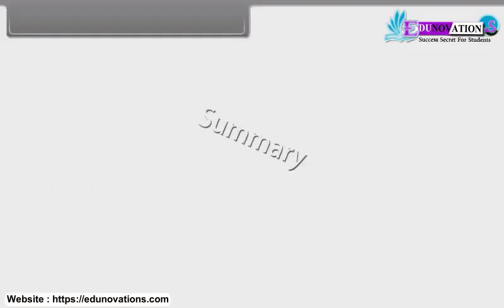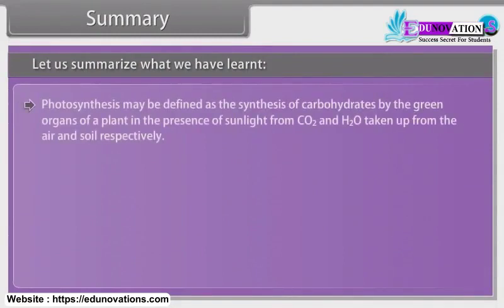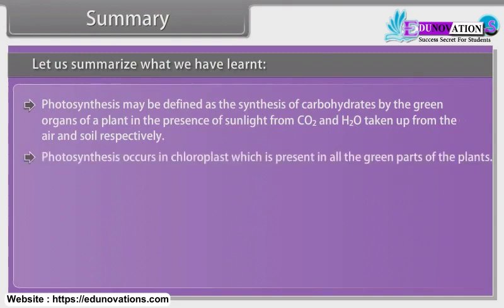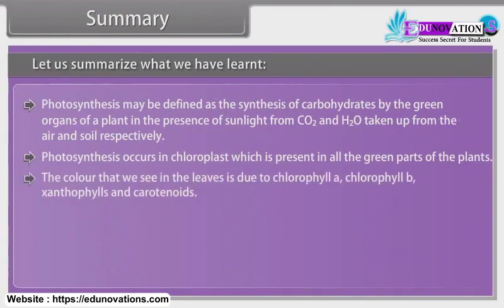Summary. Let us summarize what we have learned. Photosynthesis may be defined as the synthesis of carbohydrates by the green organs of a plant in the presence of sunlight from carbon dioxide and water taken up from the air and soil respectively. Photosynthesis occurs in the chloroplast, which is present in all the green parts of the plants. The color that we see in the leaves is due to chlorophyll a, chlorophyll b, xanthophylls, and carotenoids.